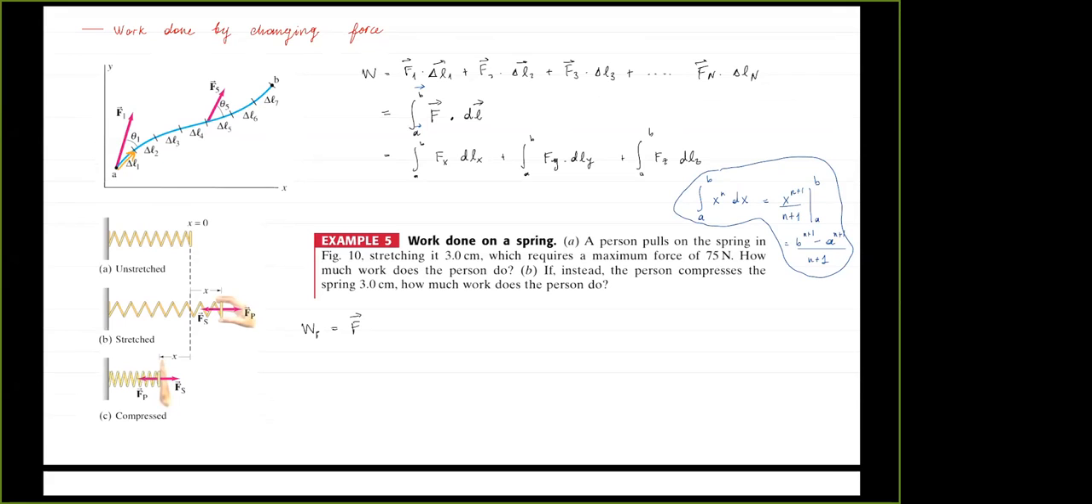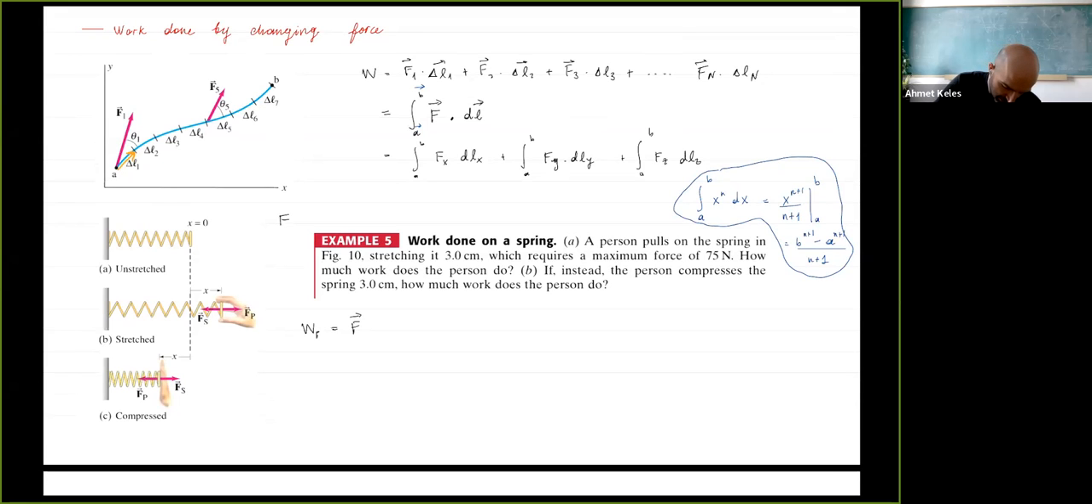K times x. Force on a spring? Yes. So the force by the spring is minus kx. The spring always tries to pull you back. If this force is in that direction, the force by the person should be in the opposite direction. So let me write it that way.